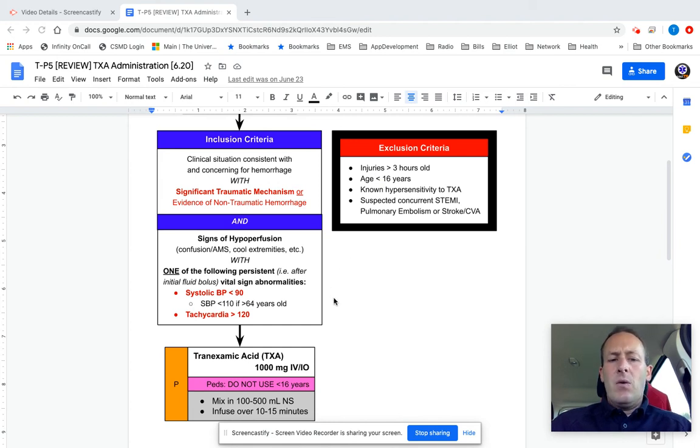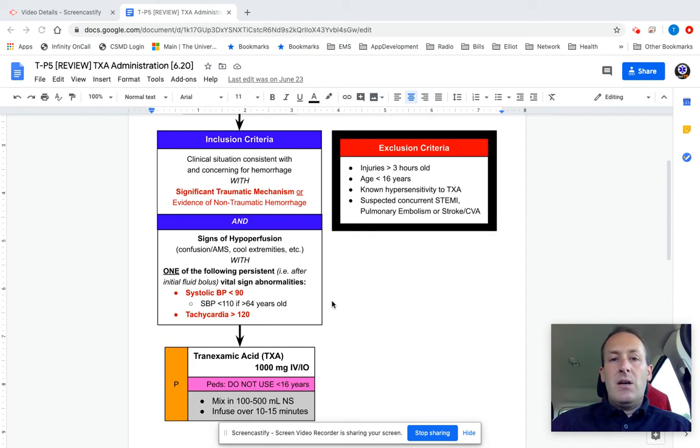Really there's two things. If you're hypotensive, so a systolic blood pressure less than 90, or significantly tachycardic, so a heart rate of greater than 120, those are our two vital sign triggers to make you think that you probably should be giving TXA. One caveat to that is in older people, who may not have the initial hypotensive response. So if you've got someone greater than 64 who's got concern for that bleeding and their blood pressure is less than 110, that is also an indication.